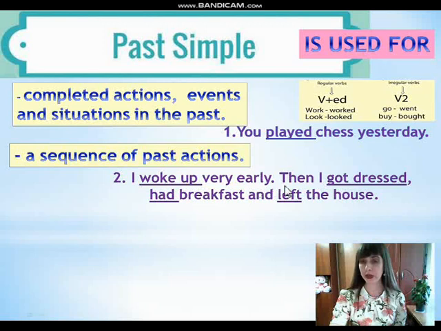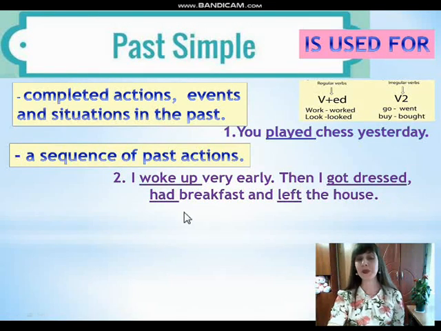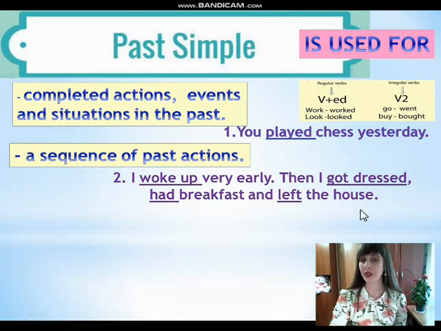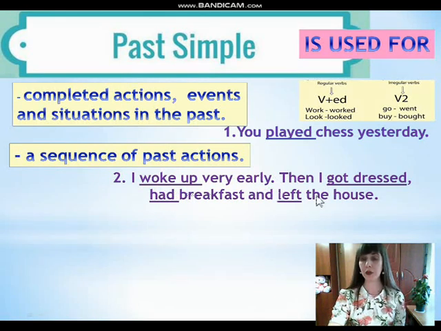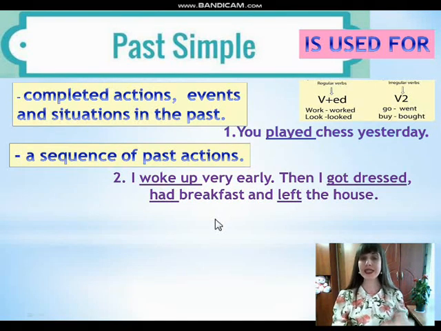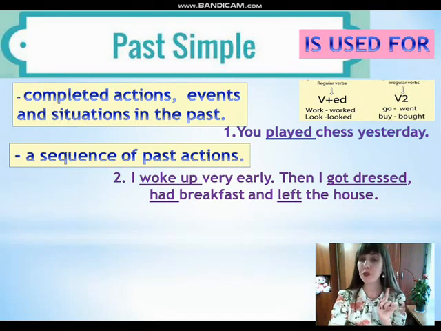I woke up very early. Then I got dressed, had breakfast, and left the house. So the first past action is woke up. The second past action is got dressed. The third past action, had breakfast, right? And the fourth past action is left the house. So, you see that actions happen one by one, right? That is a sequence of past actions, when they happen one by one in the past.